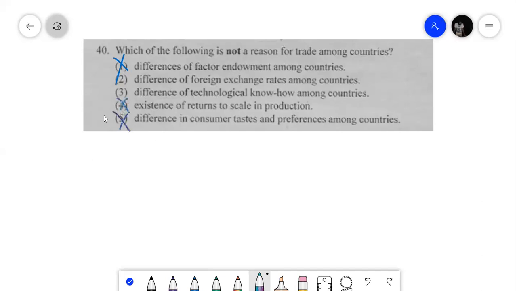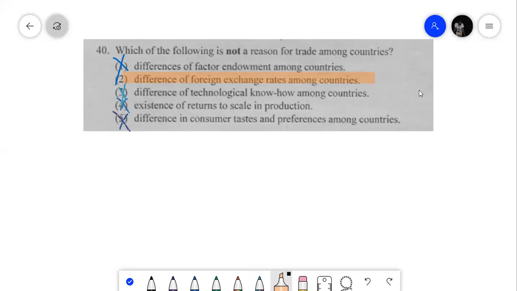So some countries have increasing returns to scale, so they can produce maybe at a lower cost, maybe economies of scale. Because of that, they have the comparative advantage, and they might be able to trade. Difference in technological know-how is also a reason. But differences in exchange rate is not really a reason for trade, right?